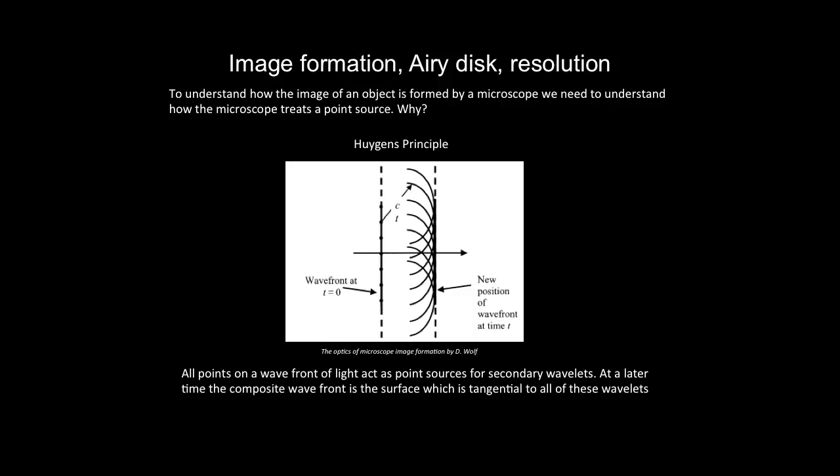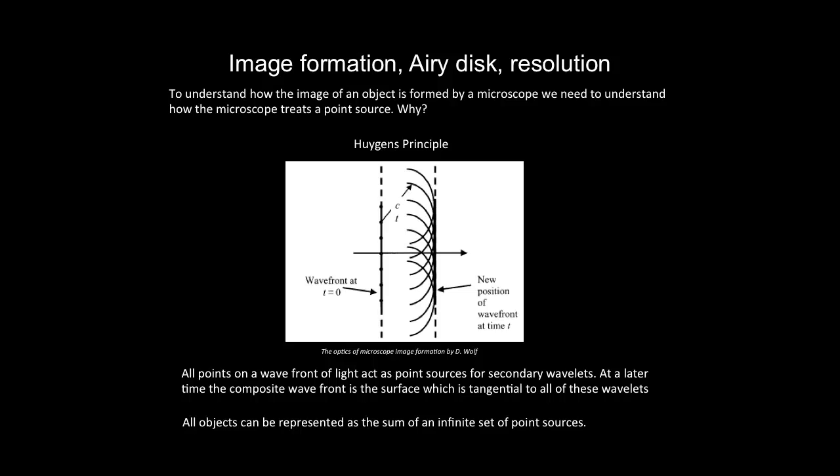Why is that? It is because of the Huygens principle. Huygens taught us that all points on a wavefront of light act as point sources for secondary wavelets, and then at a later time, the composite wavefront is the surface which is tangential to all of these wavelets. So this is how the light propagates.